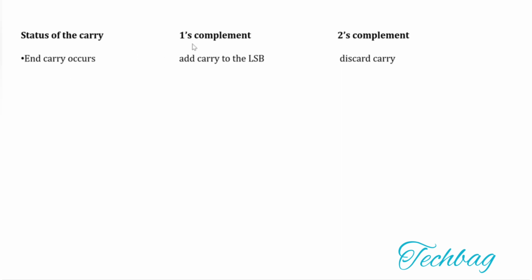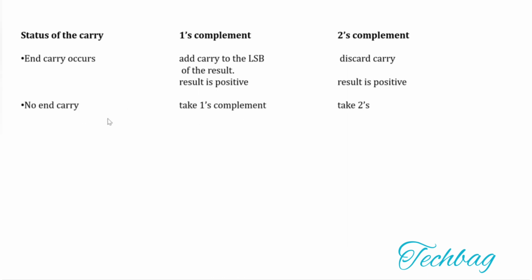For 1's complement, you have to add the carry with the least significant bit and for 2's complement, you have to discard the carry and the remaining bits will give you the answer. In both cases, the result is positive. If there is no carry, it means the result is negative, and in both cases, you have to take the complement of the result.